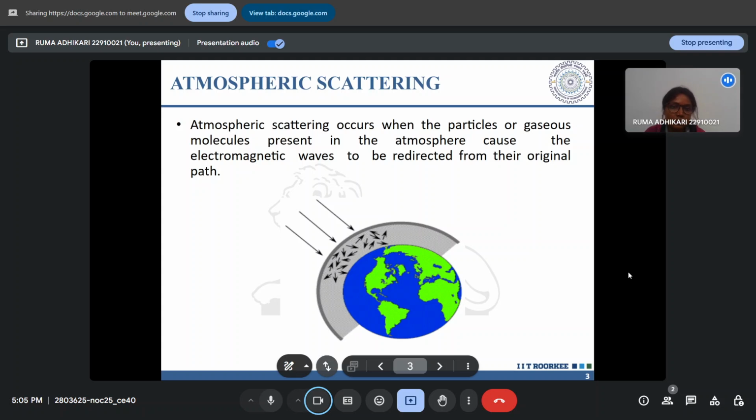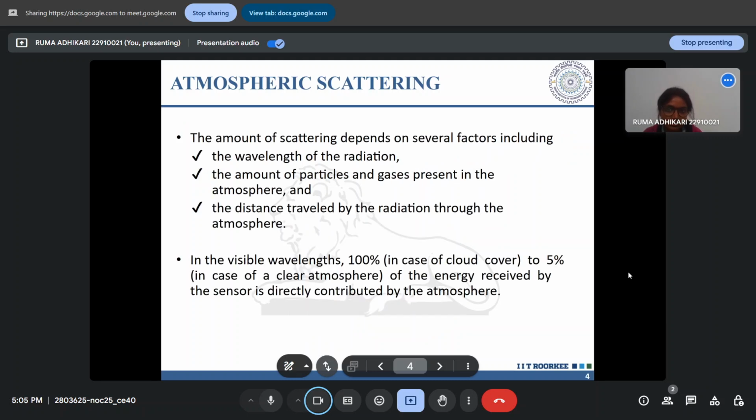Atmospheric scattering occurs when particles or gaseous molecules present in the atmosphere cause the electromagnetic waves to be redirected from their original path. The amount of scattering depends on several factors, including the wavelength of the radiation, the amount of particles and gases present in the atmosphere, and the distance traveled by the radiation through the atmosphere. In the visible wavelengths, from 100% in case of cloud cover to 5% in case of a clear atmosphere, of the energy received by the sensor is directly contributed by the atmosphere.